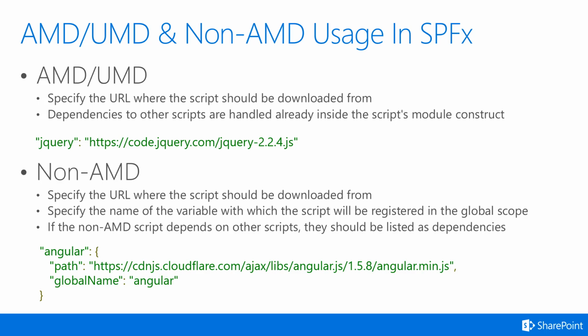Non-AMD modules are referenced slightly differently in the config JSON. You specify the URL where the script should be downloaded from, and you specify the name of the variable with which the script will be registered in the global scope. And then you're able to access that within your customizations.